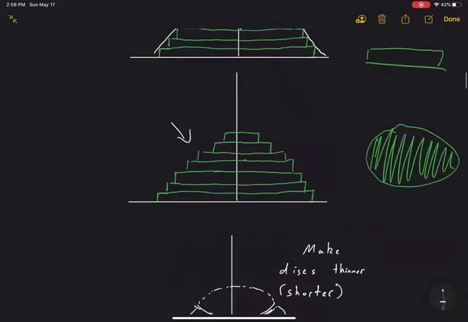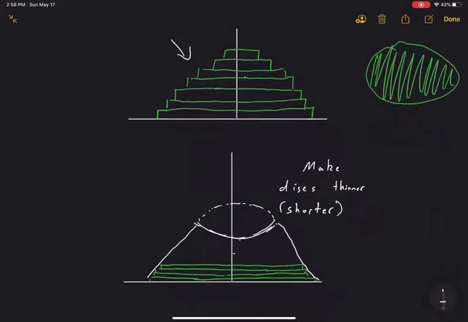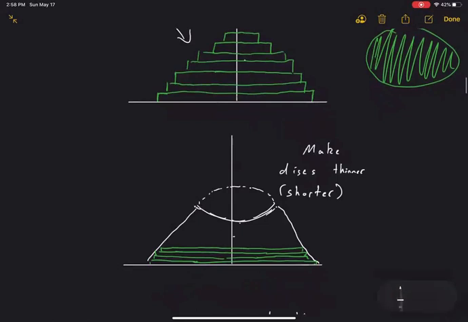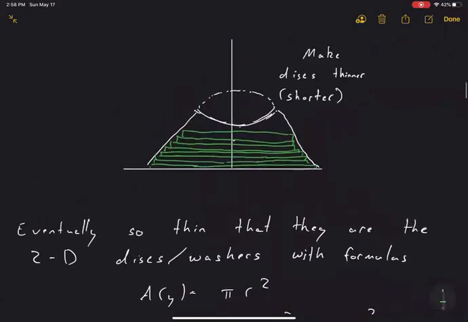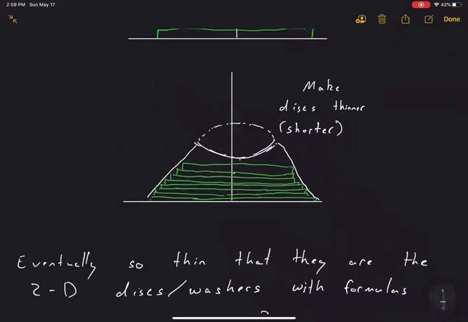And then the continuation of that is that if I make these discs, these slabs, skinnier and skinnier and skinnier, my approximation is going to get better and better. So I started drawing these skinnier versions here and then kind of ran out of motivation. But we can see that if we made them skinnier and skinnier, we'd get a better and better approximation. And eventually they're going to be so skinny that they're basically just 2D discs and washers.